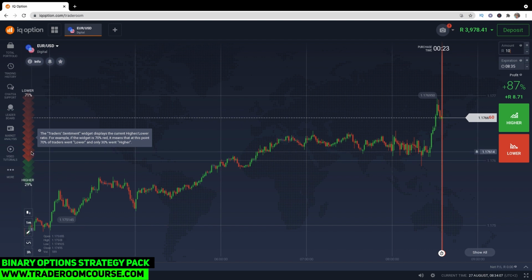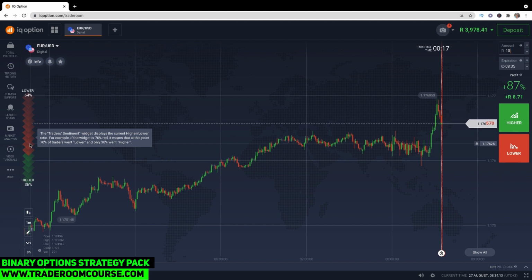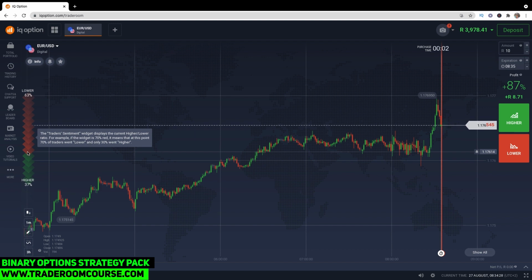This tool, what it basically shows you, let's read through it. The trader sentiment widget displays the current higher or lower ratio. For example, when the widget is 70% red, it means that 70% of traders went lower and 30% went higher. So basically what this means is when you see the red, most people think, well, let me sell, let me go red. That's what the platform's telling me to do.